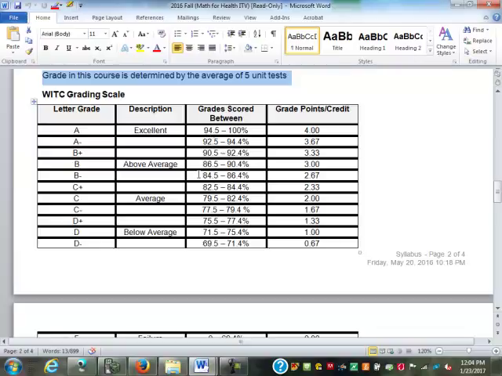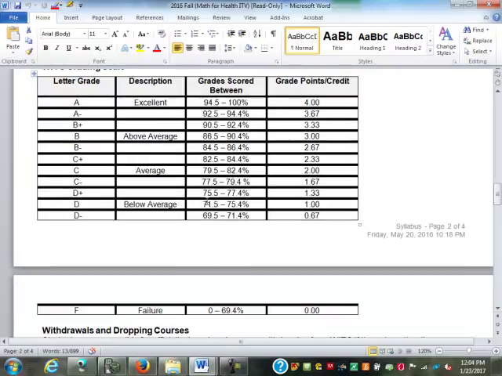B's are 85 and up. C's go down to 78 and up. And then D's go down to 70. Again, if you're looking at round off, technically 69.5 is the bottom of the D's. So that might be a little different than what you're used to for your high school grading scale.